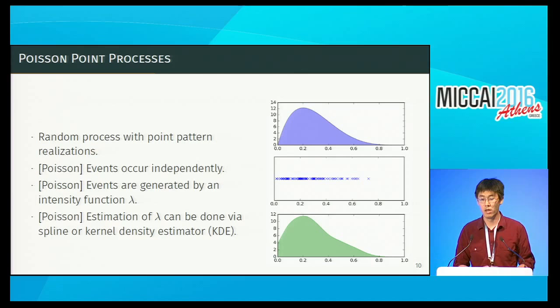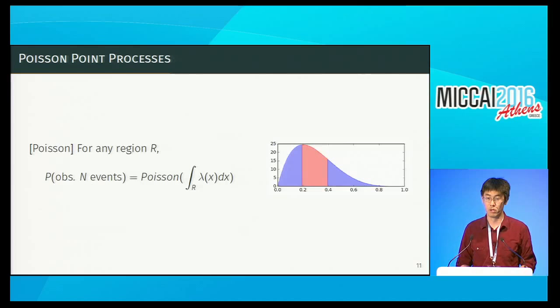Estimation can be done similar to, at least in the Poisson case, the statistical distribution, where you're using a KDE in our case, but you could also use splines. The Poisson process has this nice property which we'll leverage: for any region, the number of events in that region, so the number of points, is Poisson distributed, hence the Poisson process, with a parameter equal to the integral of the intensity function over the region. So hold this in the back of your mind as we go forward. This is going to be useful.